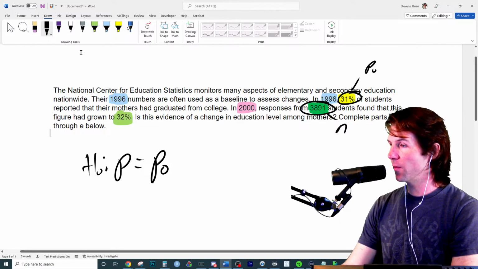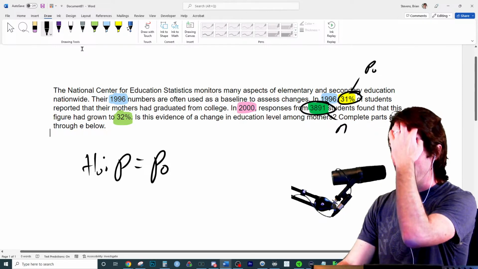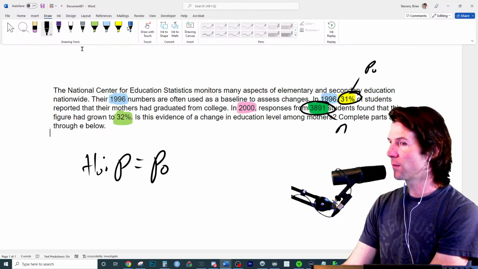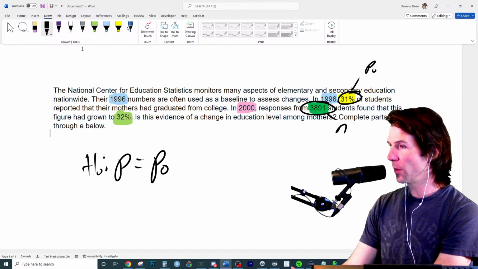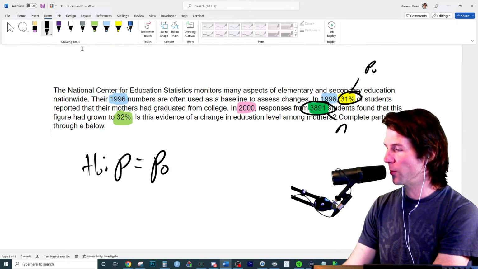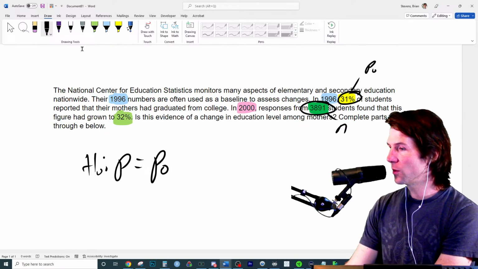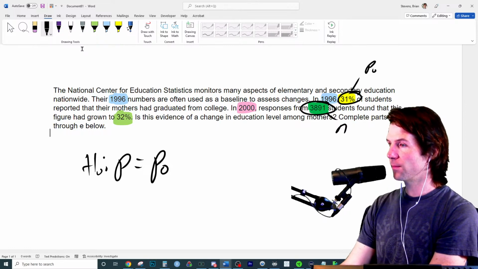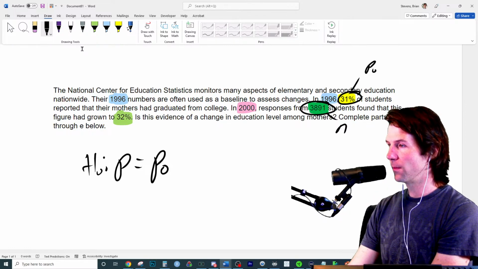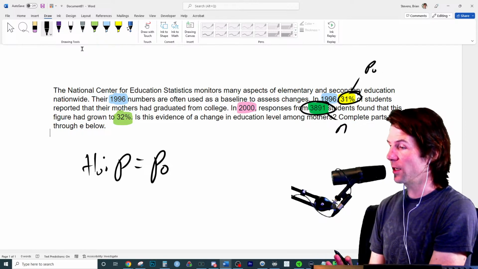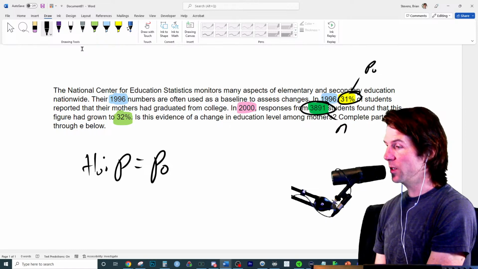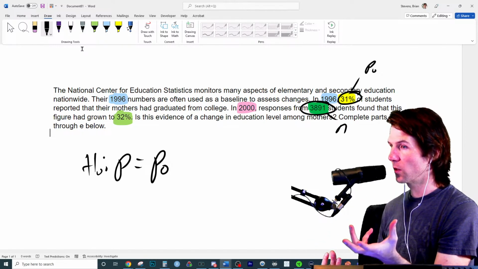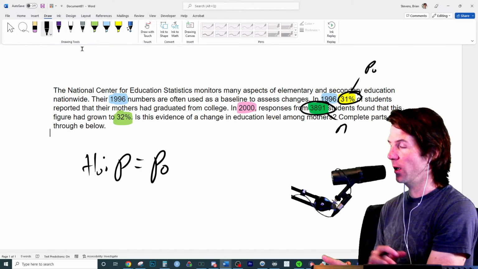From a sample of 3,891 students, we found that 32% of their mothers had graduated from college. From a sample. So what's the 32%? From the recent sample, 32% graduated. So what would 32% be? Not X. X will be a quantity. Good answer there, Lindsay. So what is P hat in words? P hat stands for the what?